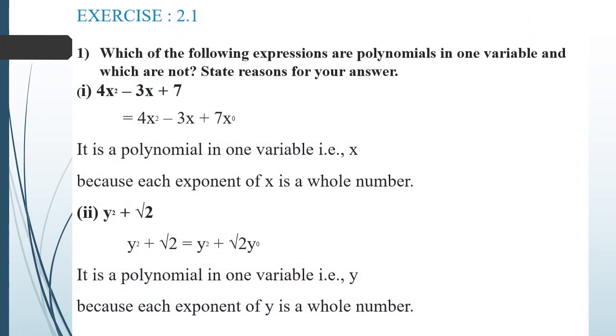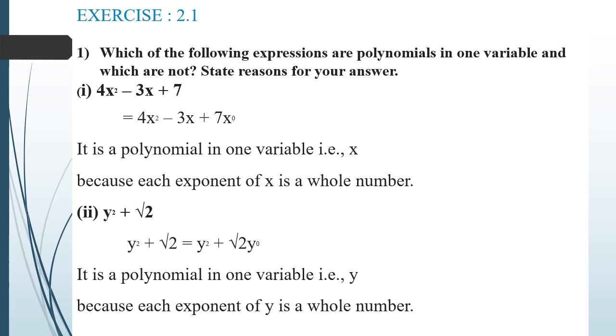Now we'll see the first exercise. First question. Which of the following expressions are polynomials in one variable and which are not? State reasons for your answer. First subdivision is 4x square minus 3x plus 7. When you are seeing this question, first we have to see the variable. Here we are using only one variable, that is x. The exponents of x are also whole numbers. So it is a polynomial.